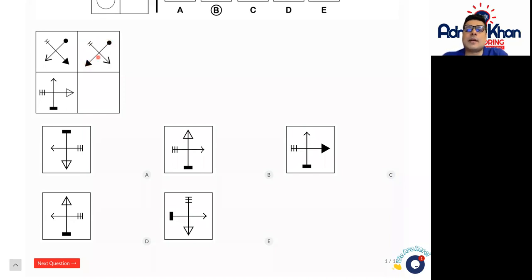bold arrowhead. But this time around, this particular arrow is bigger than this original arrow. Can you see? So this first arrow and this second arrow, they're exactly the same. The only difference is the second arrow here on the top right-hand side is bigger than the top left-hand side. So that's one pattern. Let's have a look at the arrowhead, the separate arrowhead.